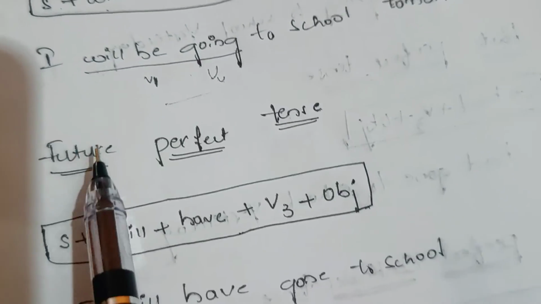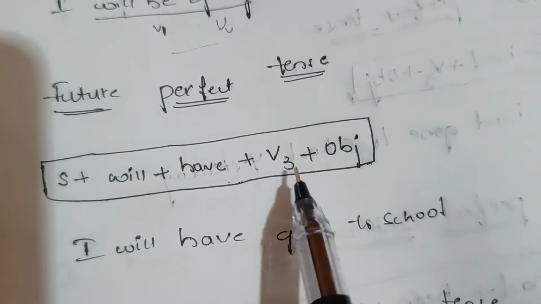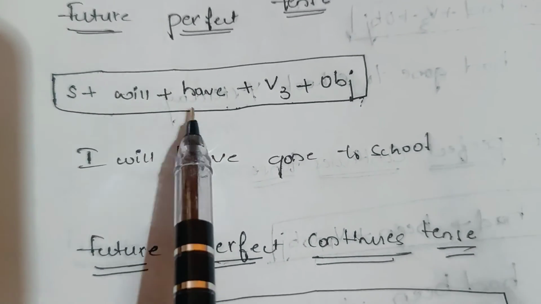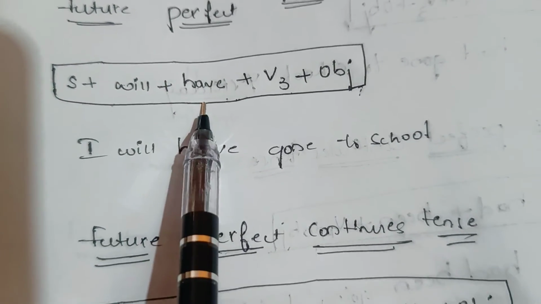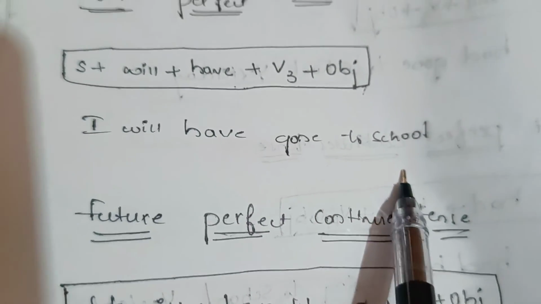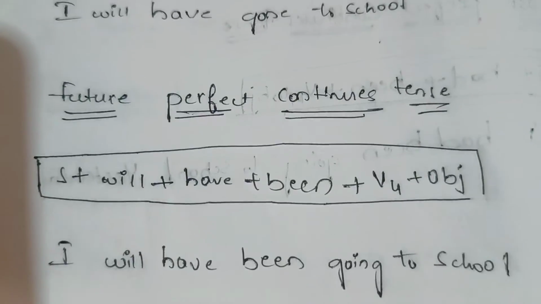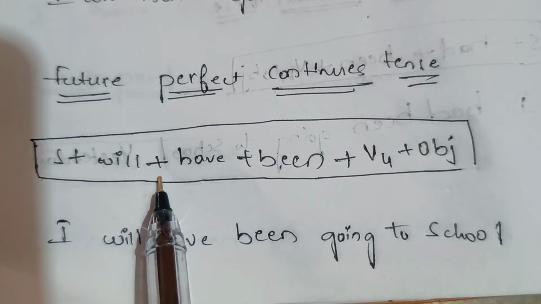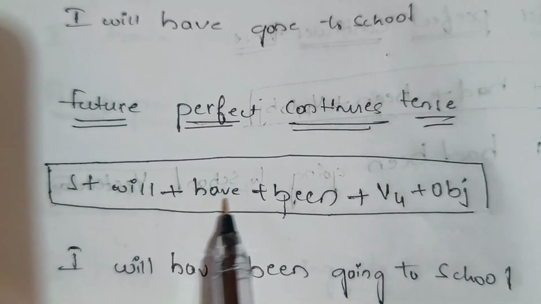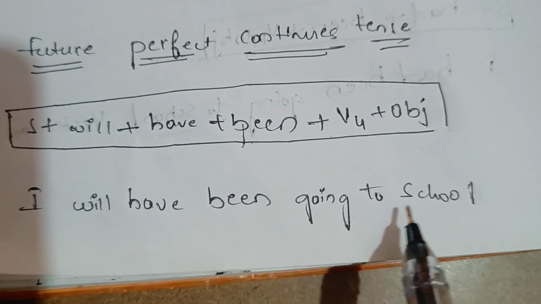Okay. Next, future perfect tense. So subject plus will plus have plus V3 plus object. Okay. Future perfect tense. So will always carries V1. We substitute will plus have plus V3 plus object. Okay. I will have gone to school tomorrow. Okay. Next, future perfect continuous tense. Subject plus will plus have plus been plus V4 plus object. So the perfect have form needs to carry been plus V4 plus object. So, I will have been going to school tomorrow.